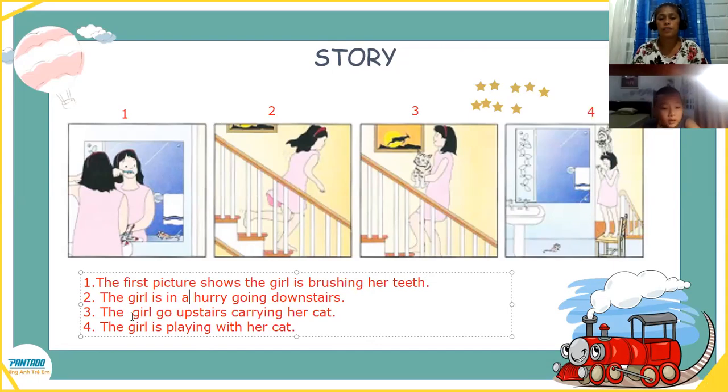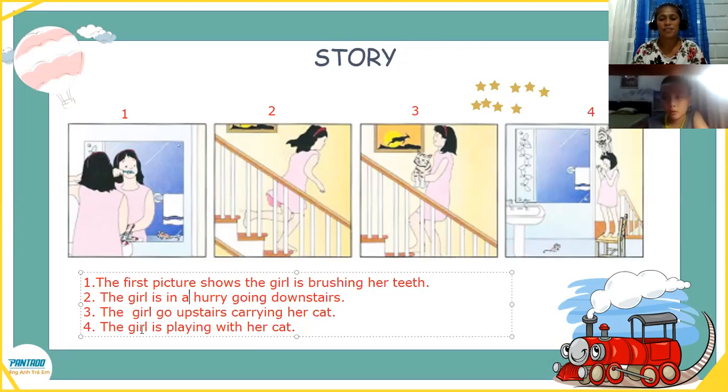Number three. The girl goes upstairs carrying her cat. Again. The girl goes upstairs carrying her cat. Very good. Number four.